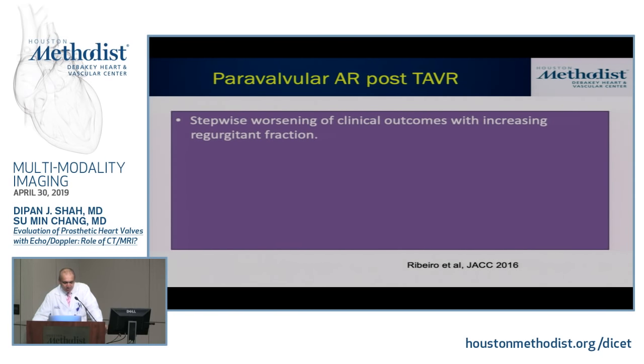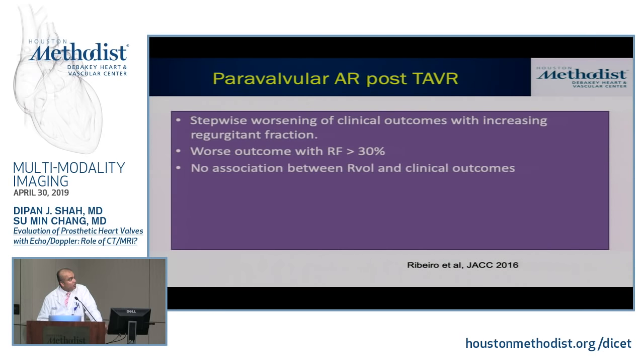A couple of interesting caveats from this study. One was that there was a stepwise worsening in clinical outcomes with increasing severity of regurgitant fraction. But interestingly, not with increasing regurgitant volume alone. There was worse outcome, obviously, with regurgitant fraction more than 30%, but no association between regurgitant volume and clinical outcomes. And this may be due to several reasons.